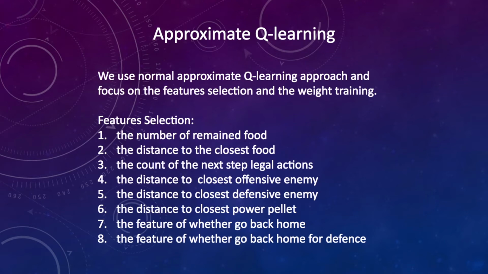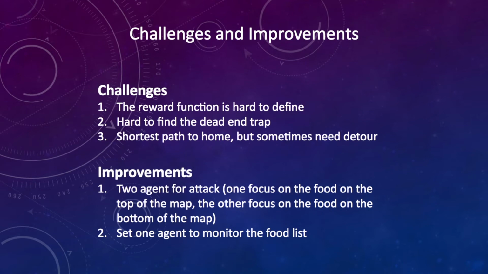For the approximate learning approach, we use the normal approach and focus on the feature selection and the weight training. We choose 8 main features to train our model, and the features are shown on the slide. The first challenge is that it's hard to find a good reward function for the Q-learning. We need more features and skill to build a better reward function.